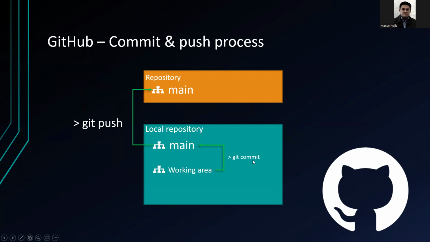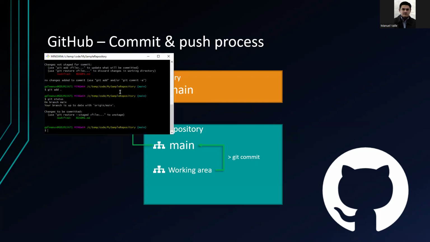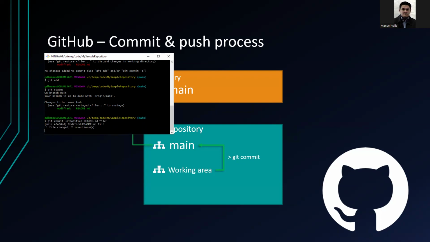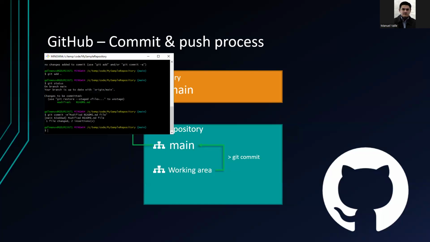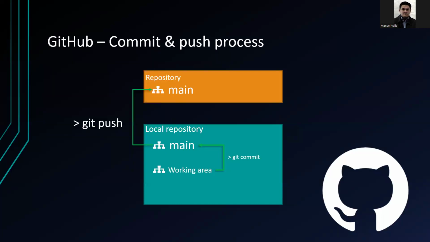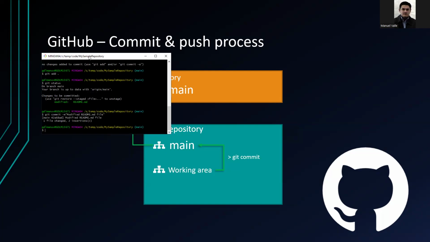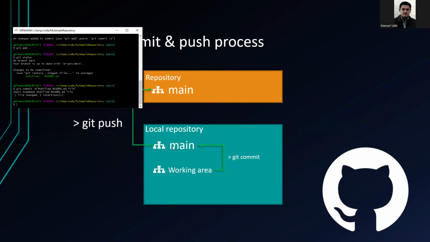Okay, so let's do that. I'm going to say git commit -m because I want to include the message. I need to include the message. Actually, it's a must. So I'm going to say modified readme.md file. And with this one, I'm going to hit enter. Okay, and that's it. Now this code is in my local repository.